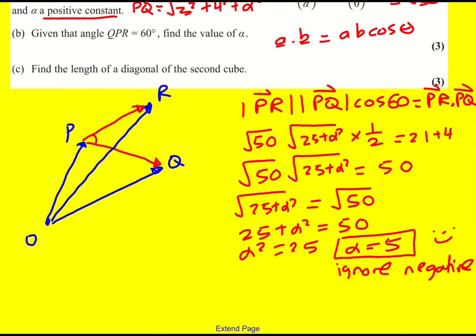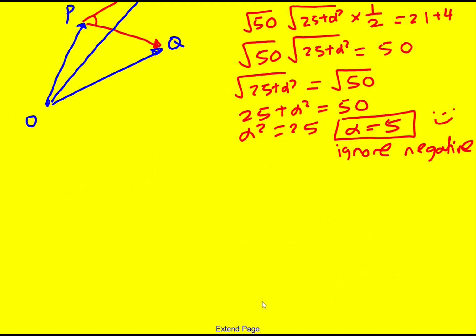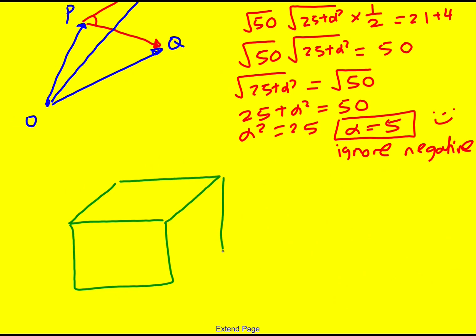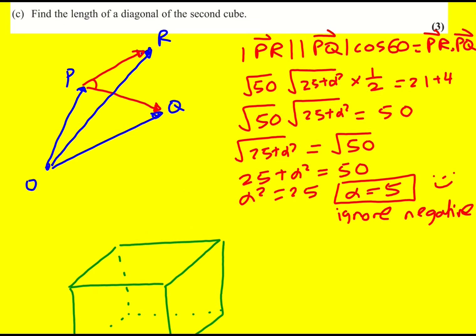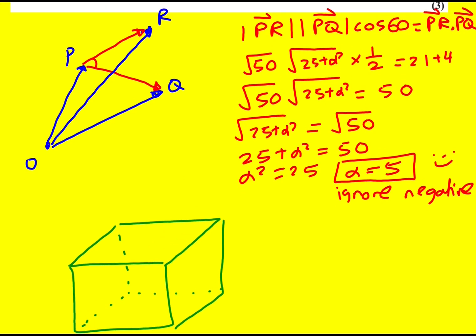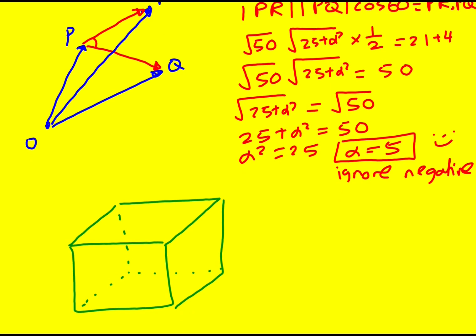Finally, we're asked to find the length of the diagonal on this second cube. So let's have a think about this. I didn't go into details before, but if we draw the cube, then although I drew a sketch before, we've got the angle between P, R, and Q to be 60 degrees. And the only way that this can be the case is if they're all diagonals, because what we would then create is an equilateral triangle inside the cube.